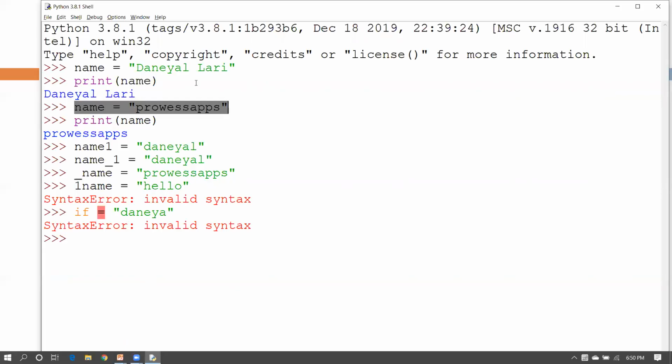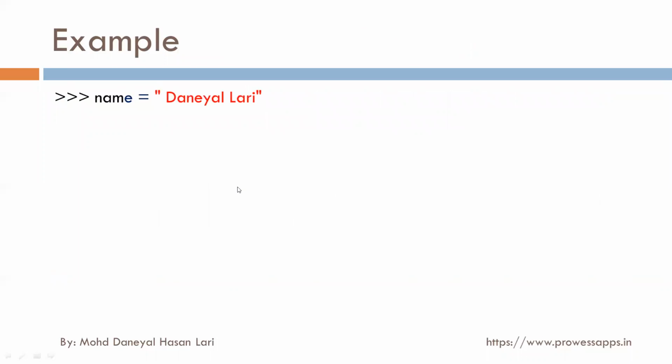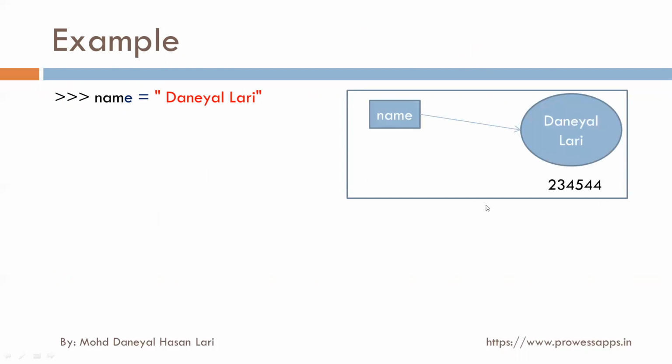As I have already shown you, this is the way that you can declare a variable. For example, just look at this name. Then if you assign any value, that is Daneyal Lari, this kind of thing happens in the background in the system. This is the abstract representation. This value will be stored at one location, for example, the location is 234544. As the definition says, a variable is the name of a memory location. So this name is actually the name of this location, and if you want to access the value stored at this location, you can access it through the name. So this is one abstract representation.